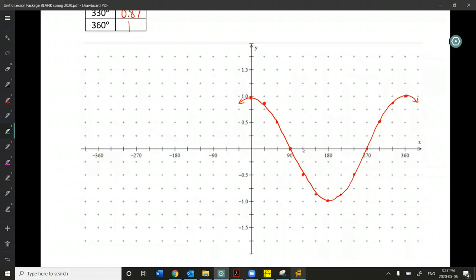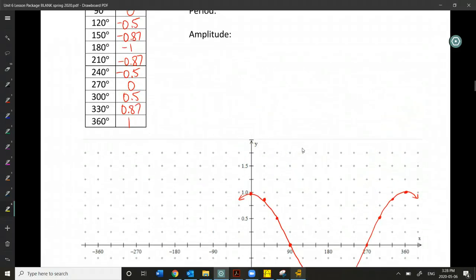This is also a periodic function. This pattern will continue repeating again and again and again as we continue extending in both directions. So what's visible here from 0 to 360 is just one cycle of this periodic function.